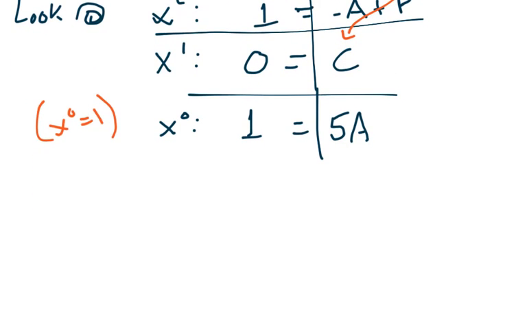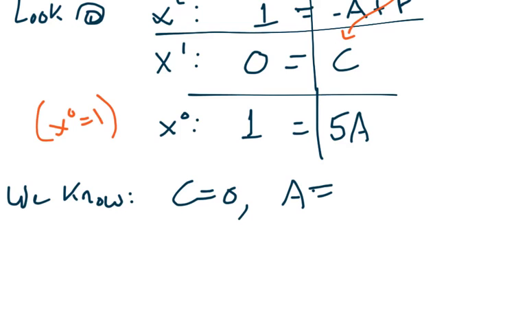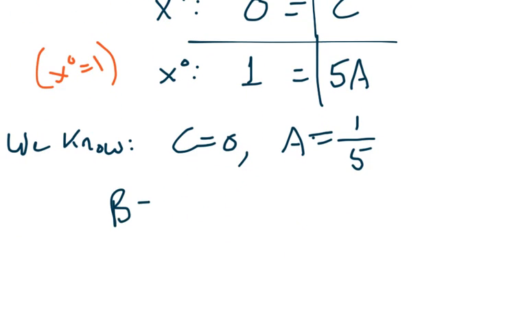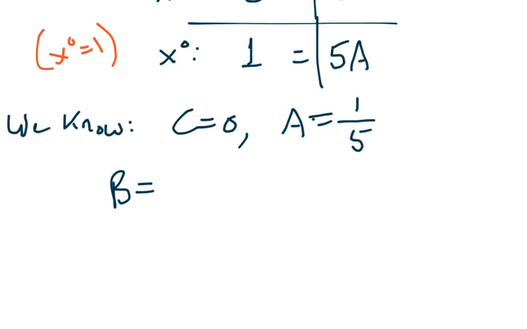Now we know that C is equal to 0, A is equal to 1 over 5, and then the first equation tells us that B is equal to 1 plus A, which is equal to 6 over 5.